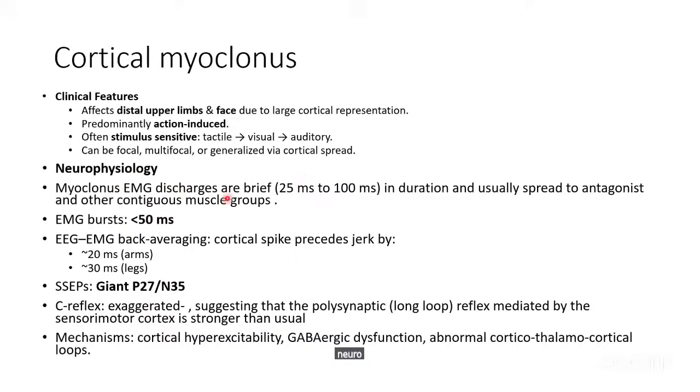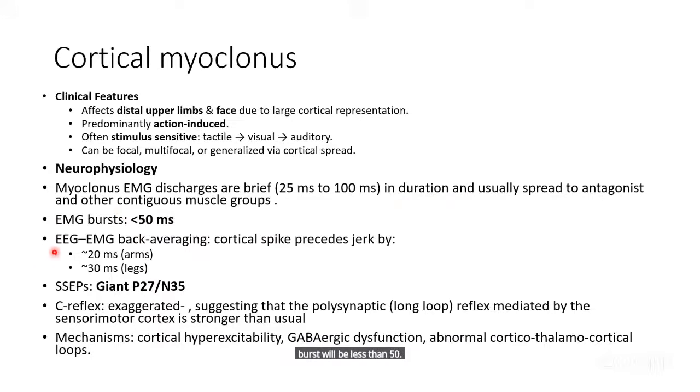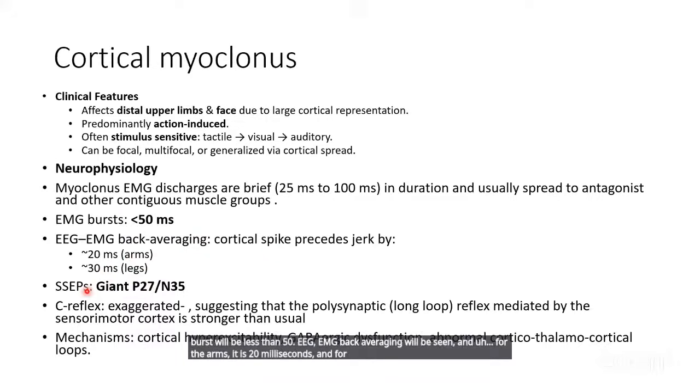Neurophysiologically, EMG shows a brief burst of 25 to 100 milliseconds in duration and spread to the antagonist and other contiguous muscles. Burst will be less than 50. EEG-EMG back averaging will be seen, and for the arms it is 20 milliseconds, and for legs, it is 30 milliseconds. SSEP will be giant in P27 and N35. C reflex will be exaggerated.